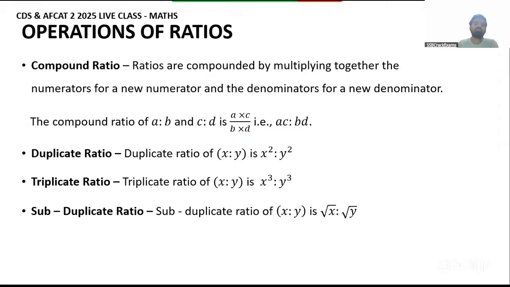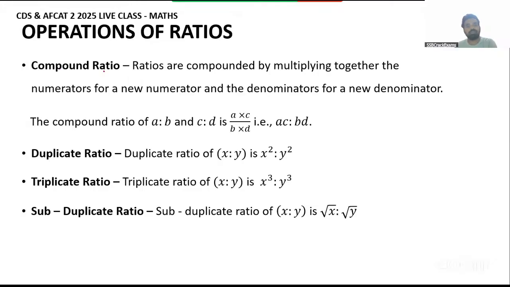There are some kinds of ratios, or operations of ratio, that we can categorize. This is how we can say it. So first of all, we can say the compound ratio.